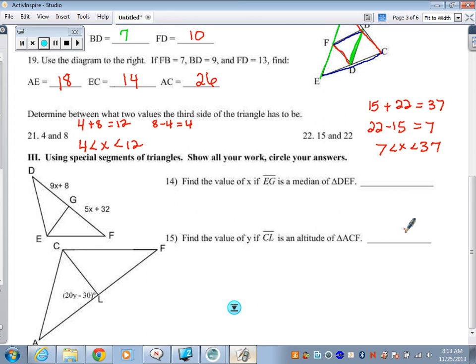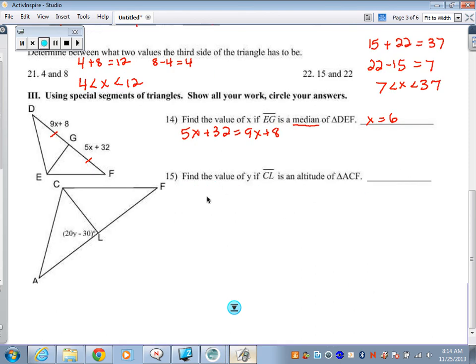14. Find the value of x if EG is a median. Well, key word here, median. Median, remember, by definition, goes from the vertex to the midpoint of the opposite side. So G is a midpoint. Therefore, this side is congruent to this side. So our equation, 5x plus 32 equals 9x plus 8. X equals 6. Next one.